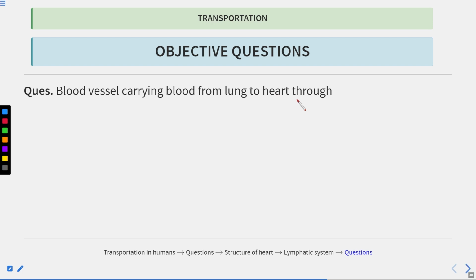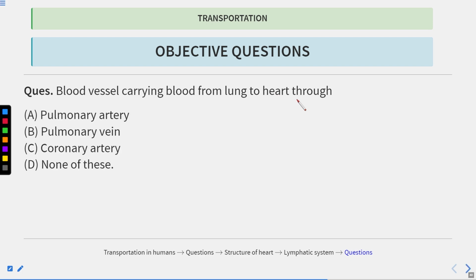So what are the options? Pulmonary artery, pulmonary vein, coronary artery, and none of these. We have studied these when we were studying the structure of the heart and the flow of the blood within the heart. So the pulmonary artery carries deoxygenated blood. Usually arteries carry oxygenated blood, but the pulmonary artery carries deoxygenated blood, and it carries blood from the heart towards the lungs.